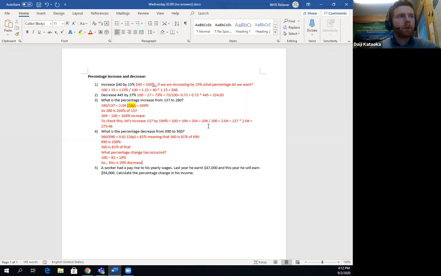That's the answer to the question. The question was, what is the percentage decrease from 690 to 560? The answer is that this is a 19% decrease. And we had to work it out by finding, first of all, what proportion 560 is of 690. And then we subtracted that from 100 to give us the decrease that's occurred.